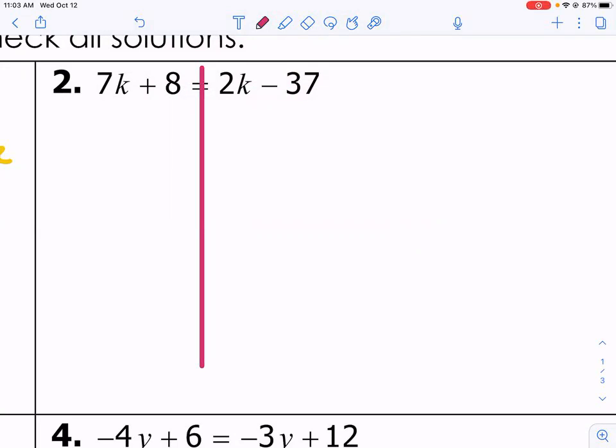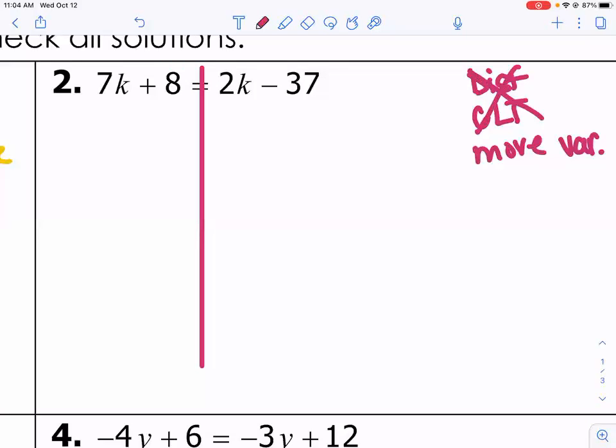Okay, the first thing we need to look for: are there any opportunities to distribute or combine like terms? Where? Oh, wait, no. Ryan pointed out that we have a 7K and a 2K, but are they on the same side of the fence? No, so that's our next issue. On the right side, we have nothing we can distribute or combine. On the left side, we have nothing that we can distribute or combine. So we don't have to worry about that, but we do need to move our variable.